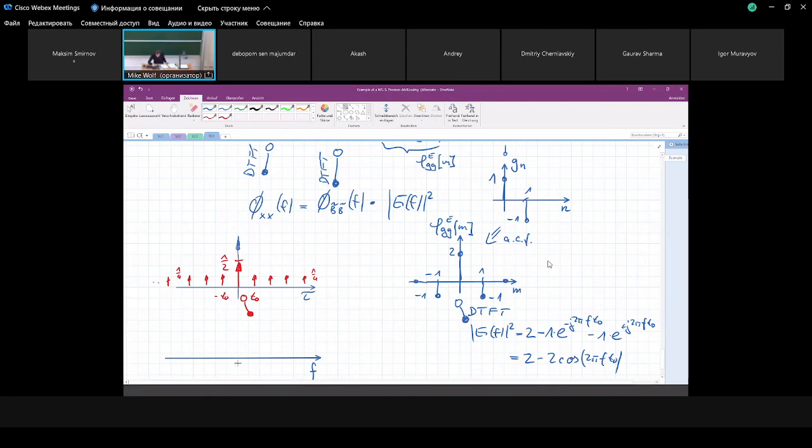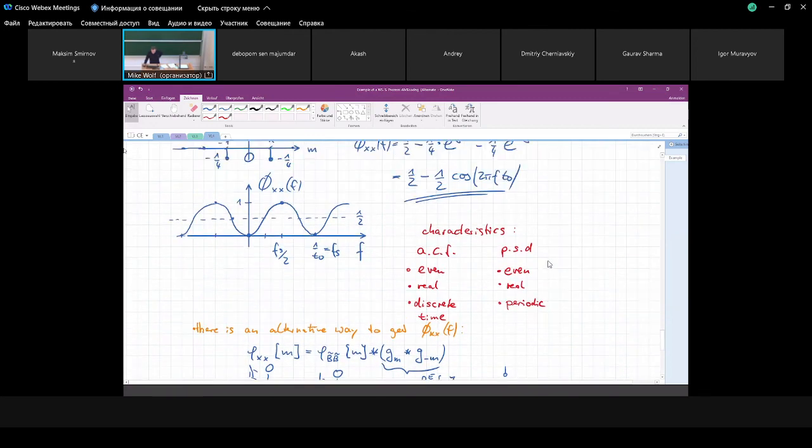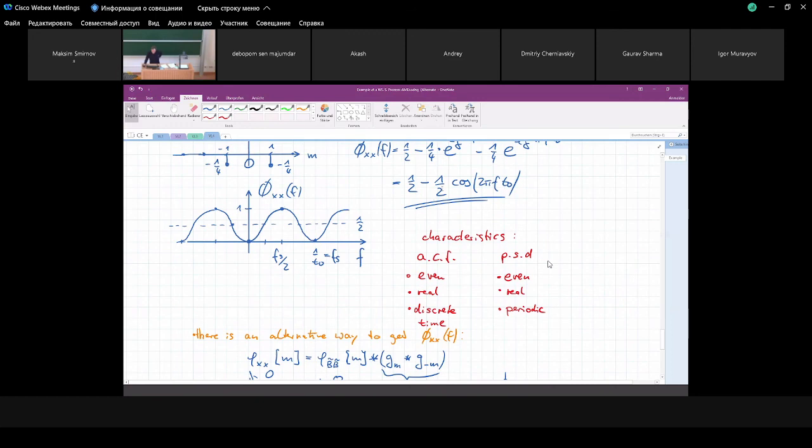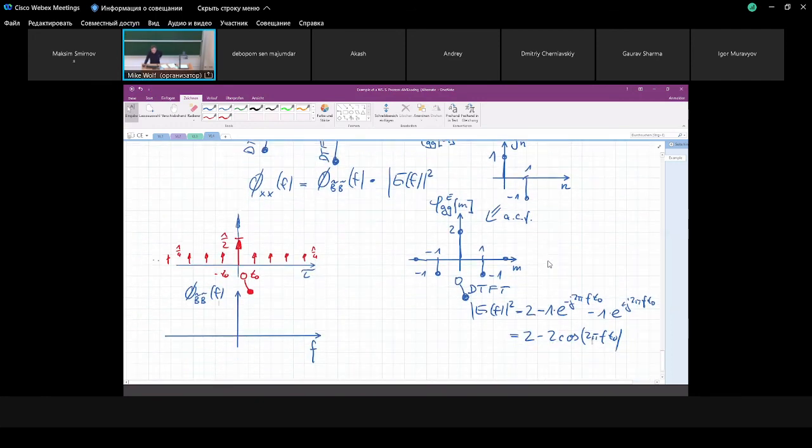I suggest this approach: go to the frequency domain. What we obtain now is this one. We need to multiply this with this. This looks like this figure, right? Here, 1/2 minus 1/2 cosine, and here we have 2 minus 2 times cosine.